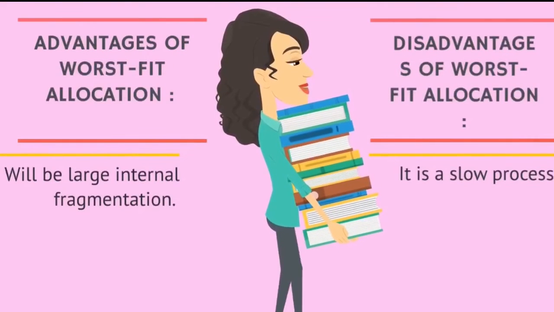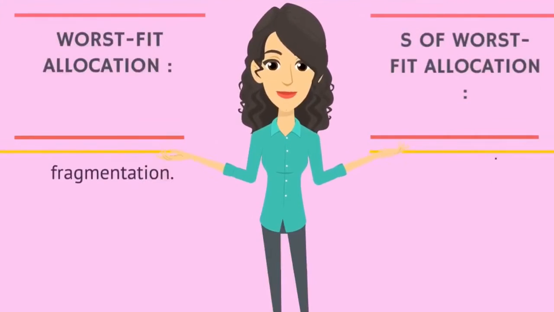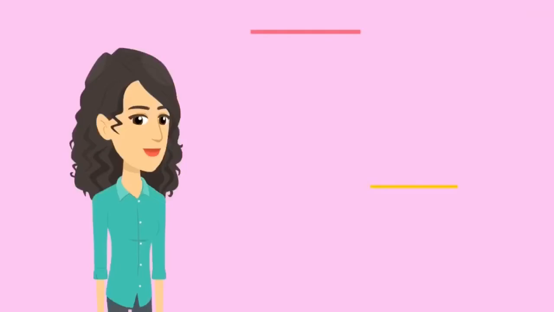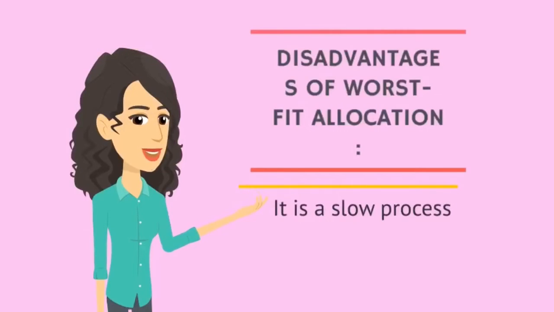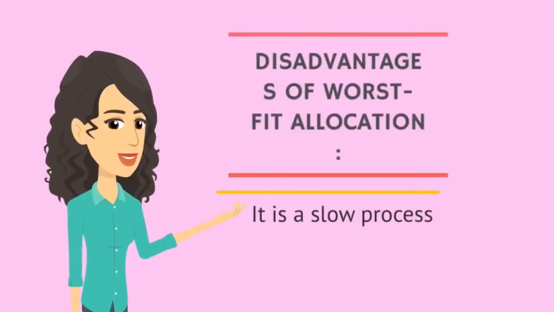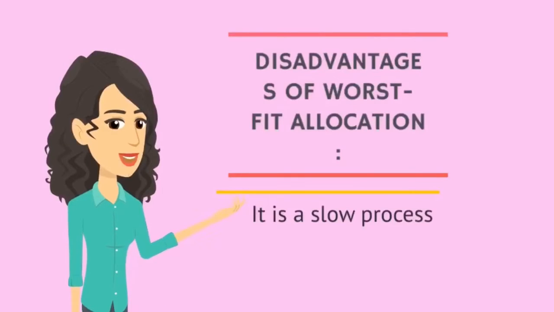Since this process chooses the largest hole partition, there will be large internal fragmentation. Now, this internal fragmentation will be quite big, so that other small processes can also be placed in that leftover partition. Disadvantages of worst fit allocation. It is a slow process because it traverses all the partitions in the memory and then selects the largest partition among all the partitions, which is a time-consuming process.